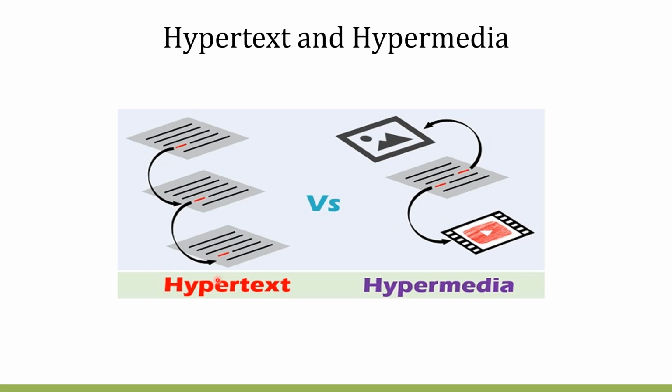For example, the text you see on websites where certain words or phrases are clickable links to other web pages, like Wikipedia articles.